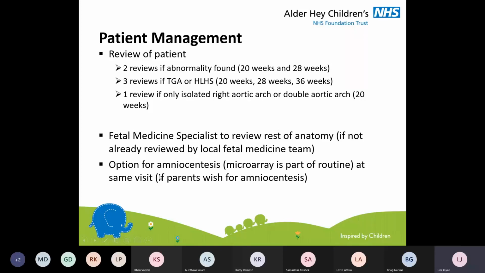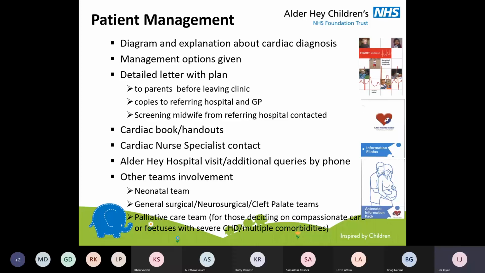And finally, as part of management, we would offer amniocentesis, and microarray is now part of the routine test for all amniocentesis that are done in the UK. It can be done either at the time of the visit or at a later time if parents need more time to think. So basically, after making the diagnosis, you would want to explain things to the parents, give them options, and document things as clearly as possible so that the referring unit, the GP, as well as the parents know what's happening.